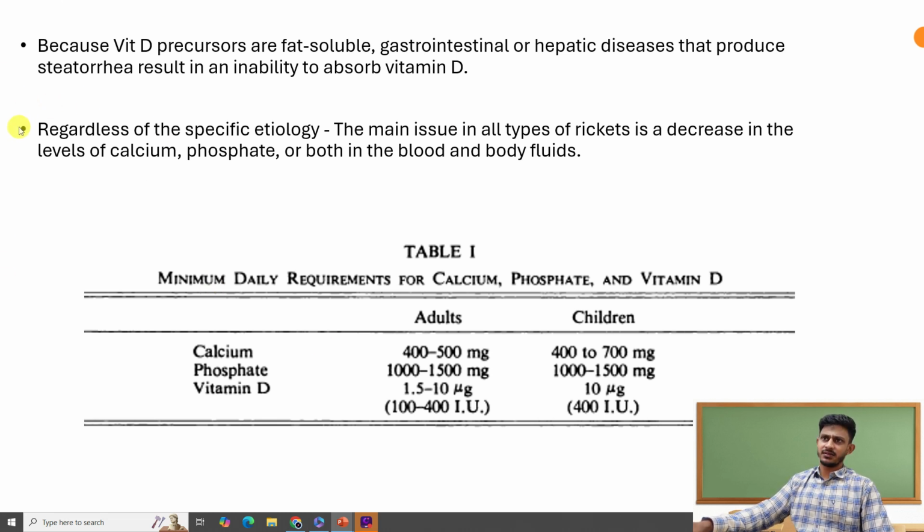Since vitamin D's precursors are fat soluble, anything that produces steatorrhea or anything that causes a loss of fat in the diet causes a difficulty in absorption of vitamin D. So, what are the minimum daily requirements of calcium and phosphorus in adults and children? Adults 400 to 500 milligrams, and children 400 to 700 milligrams of calcium respectively. Phosphate 1000 to 1500 milligrams in both adults and children. And in adults, the vitamin D is 100 to 400 international units. And as you can see, children require a higher amount of vitamin D per day, which is 400.